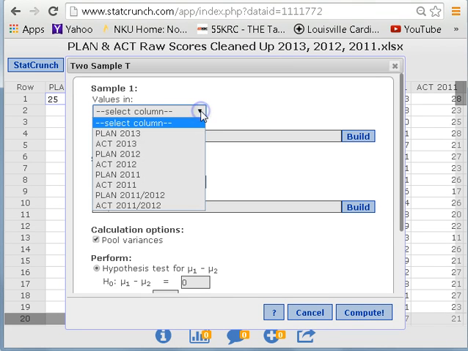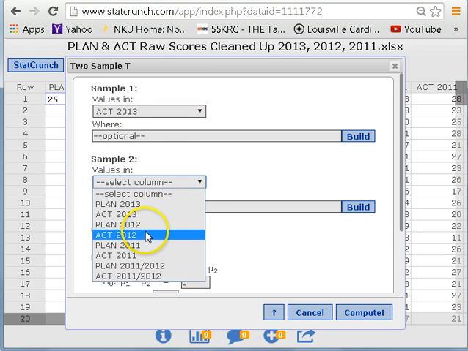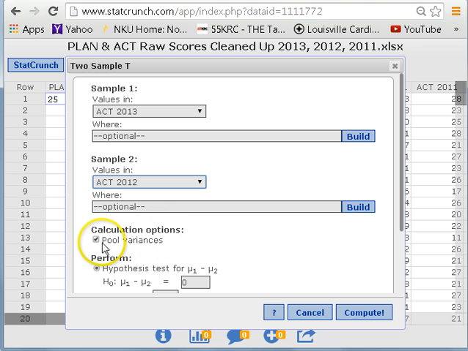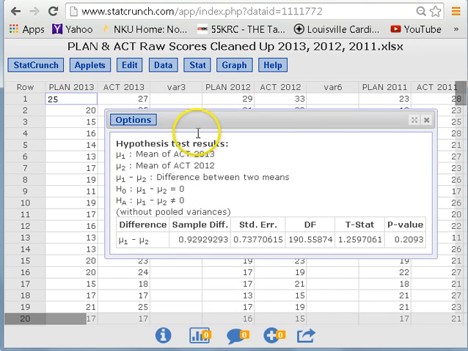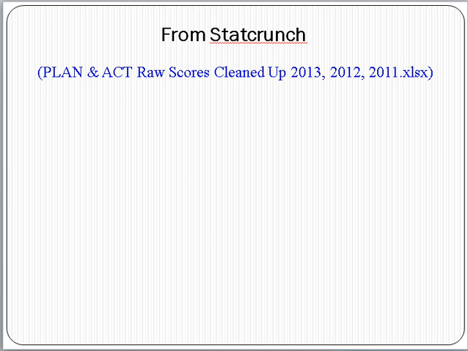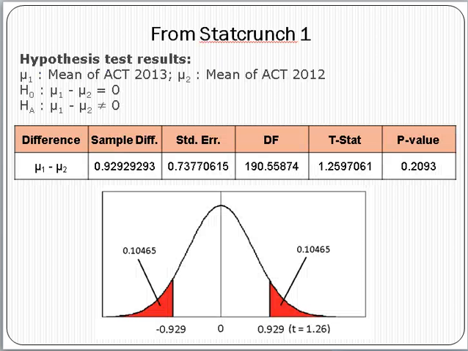Sample 1 is the ACT 2013. Sample 2 is ACT 2012. Just as a technicality, we do not want to pool our variances. Now, our null hypothesis is that the difference in the population means is 0 versus it's not 0. Compute, and you get your output. Now I've printed this output on my PowerPoint file, and here are the results from StatCrunch. Here's the table that we just saw from StatCrunch. So now let's talk about what this is giving us.